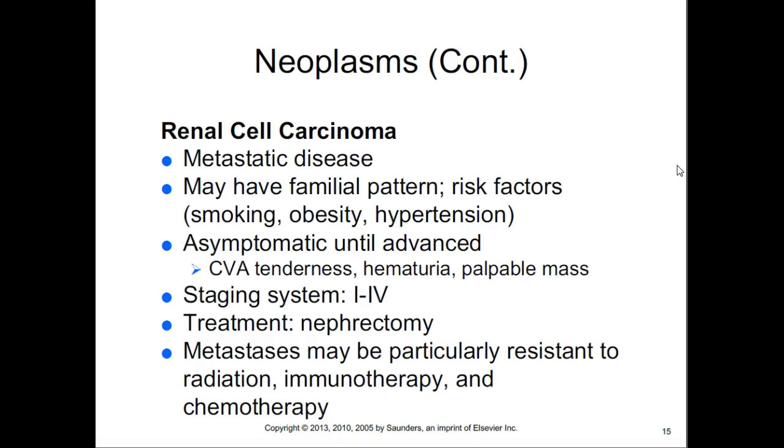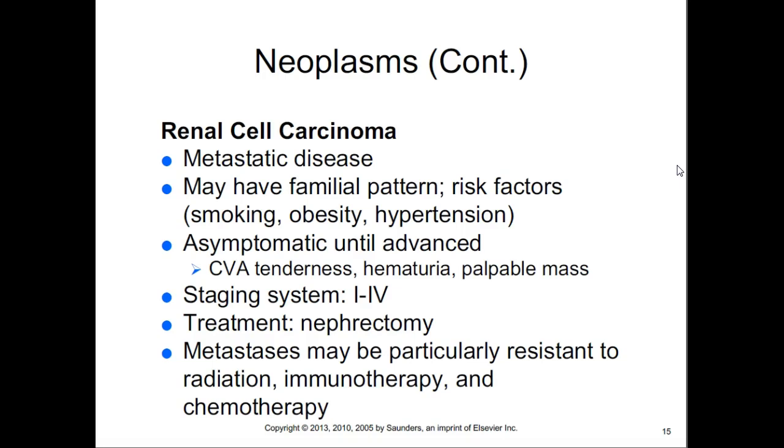Another type is renal cell carcinoma, which is a metastatic disease, right? So there may be familial patterns, so there may be some family history, right? And then some risk factors include smoking, obesity, and hypertension. It is often asymptomatic until it is quite advanced. So again, CVA tenderness, right?